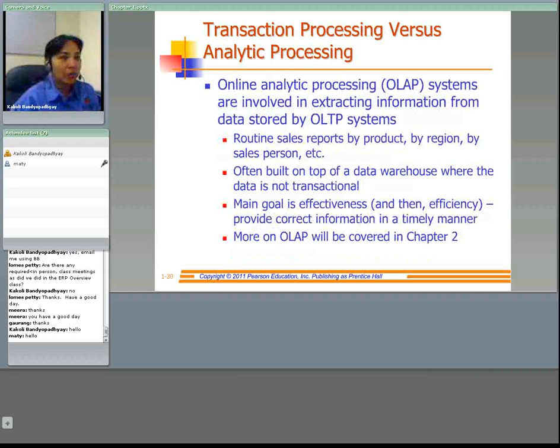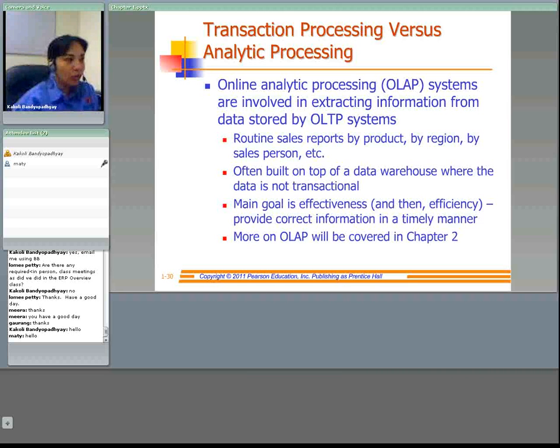Online analytical processing systems extract information from OLTP systems. So they would involve routine sales reports by product, by region, by salesperson. The main goal is effectiveness: provide correct information in a timely manner. So they analyze historical data of business activities for decision making.